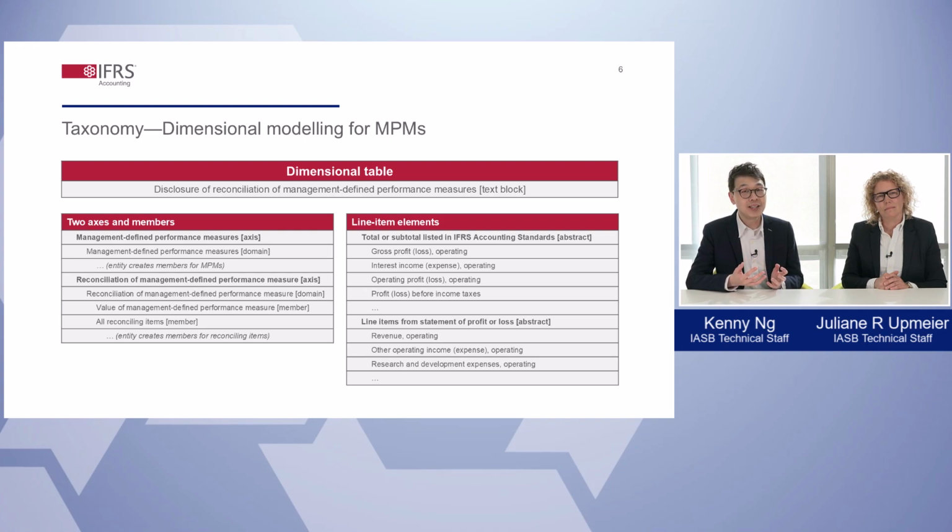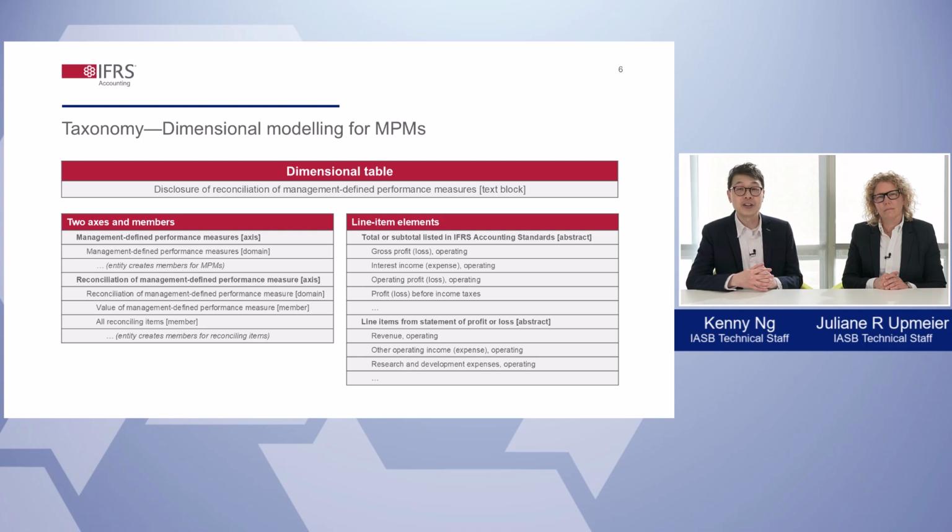First, we have a management-defined performance measure axis that does not include any specific member. And second, we have a reconciliation of management-defined performance measures axis that already includes two predefined member elements, one for the value of the MPM and one for the reconciling items. Because MPMs and reconciling items are entity-specific, the IASB decided to not create specific members for MPMs and reconciling items, meaning preparers would need to create their own extension members.